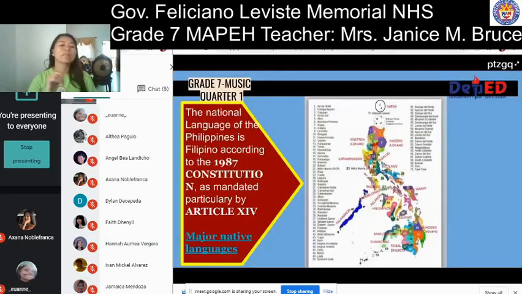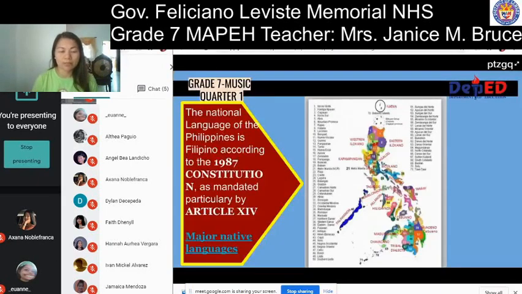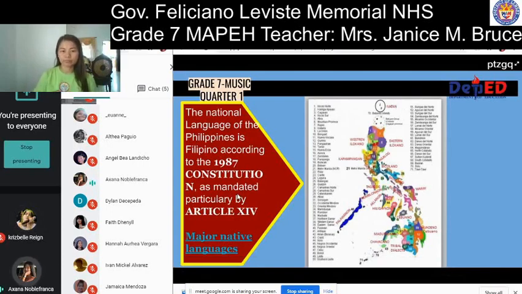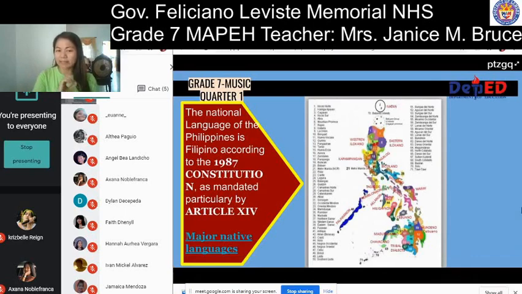Okay, moving on. All right, so we have mentioned on the second characteristic about the dialects. Which means what people speak, what kind of language Filipinos speak. Can you read this one with the red? Okay, Aksana. The national language of the Philippines, Filipino, according to the 1987 Constitution, as mandated particularly by Article 14. Okay, so when was it mandated? It is mandated on Article 14, 1987 Constitution.